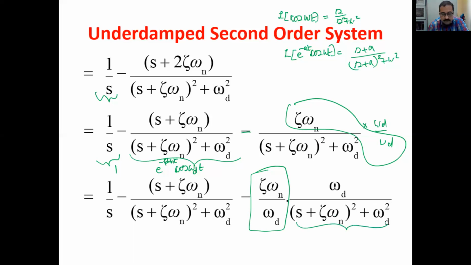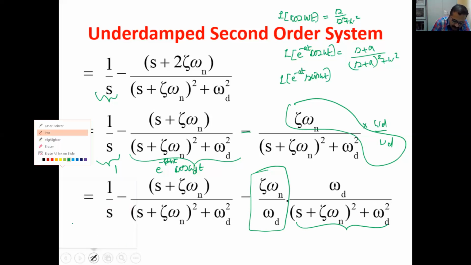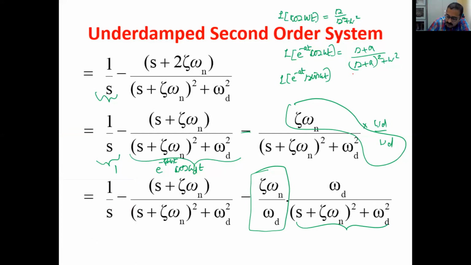What is L inverse of this thing? This is of the form L of e raised to minus at sin omega t. What is L of sin omega t? L of sin omega t is omega divided by s square plus omega square. Since e raised to minus at is appearing together with sin omega t, replace s with s plus a. So you get s plus a whole square plus omega square. So this will be e raised to minus zeta omega n t sin omega d t.